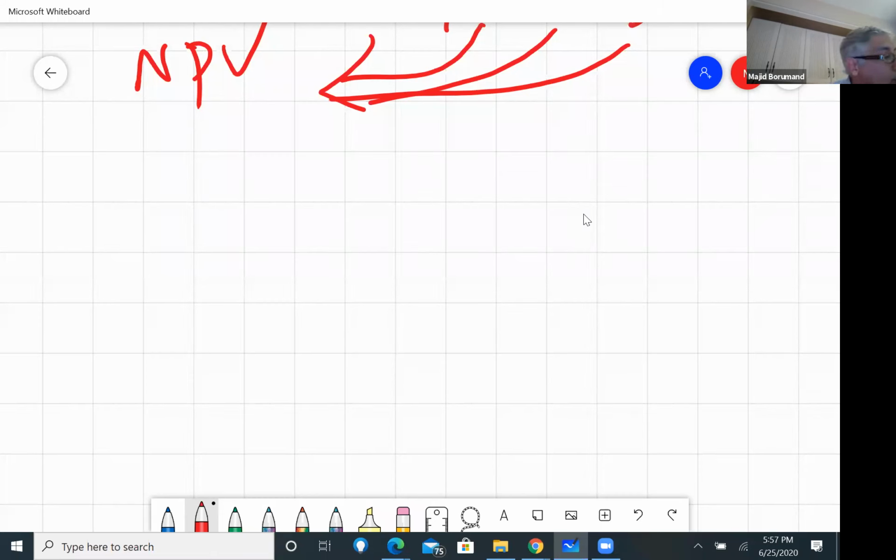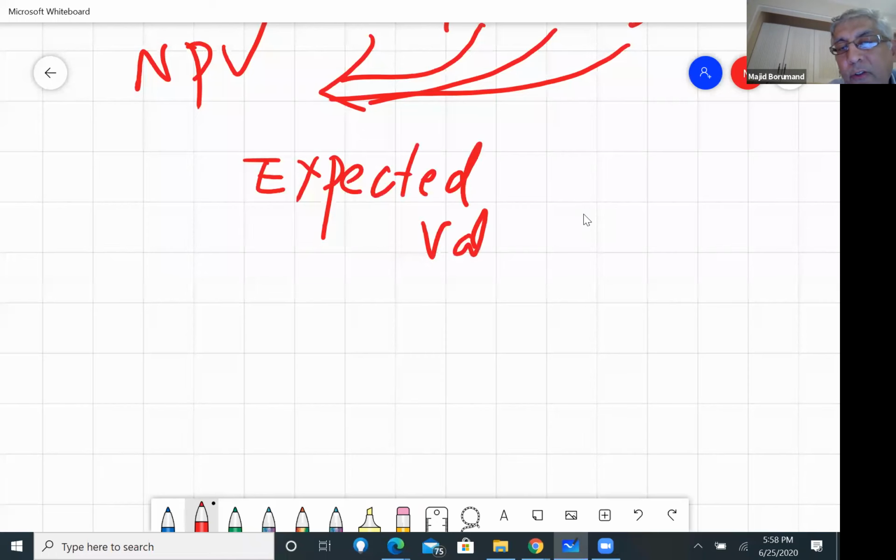Now we talk about future, and a couple of you mentioned that, which is very good. We don't know what's future. Yes, we don't know what's future, but we assume we know. We talk about expected value. We assume we know the expected values, not the exact value, but the expected value.